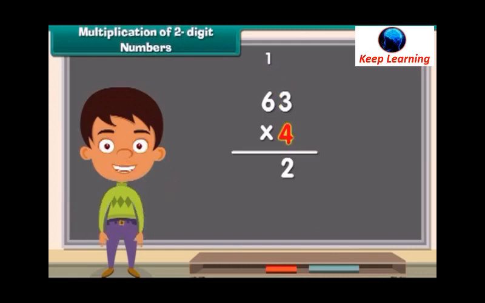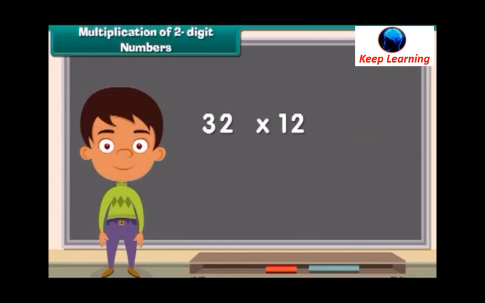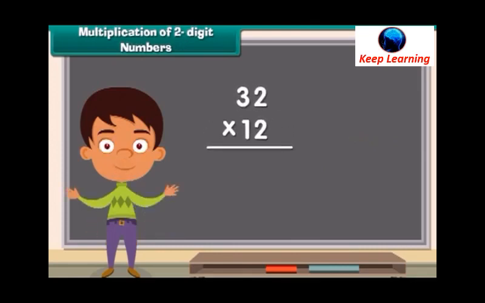Write 1 above 6 at the tens place. Then multiply 6 by 4 and add 1 above 6. 4 into 6 plus 1 is equal to 25. Place 25 below the line. Answer is 252.